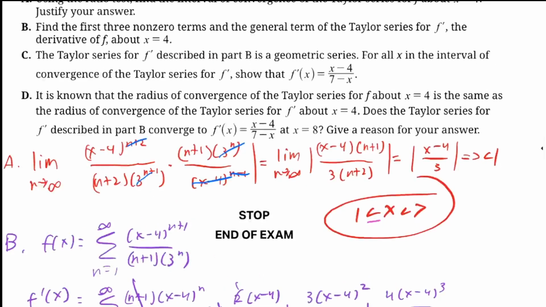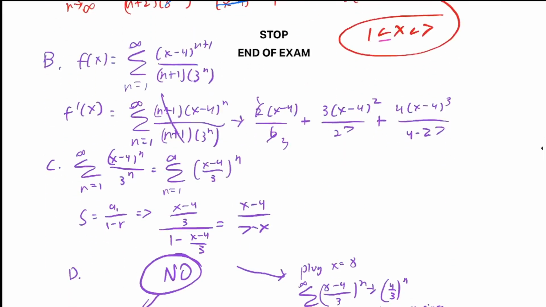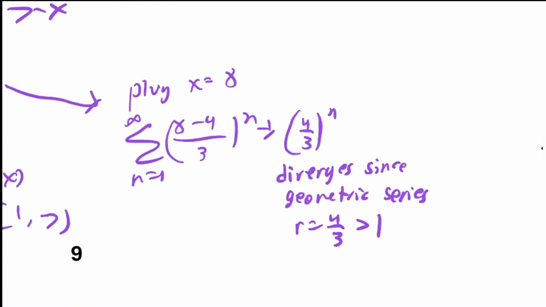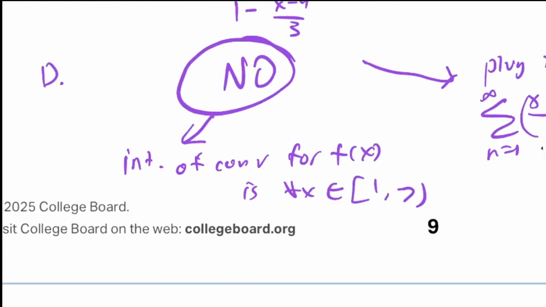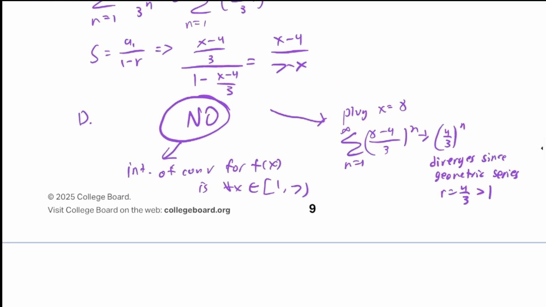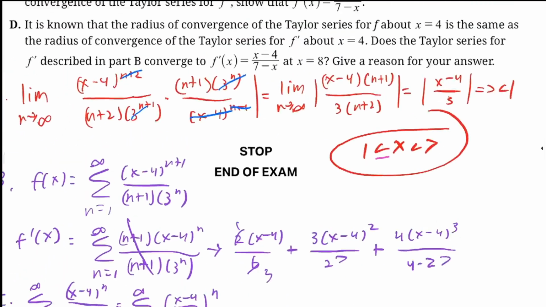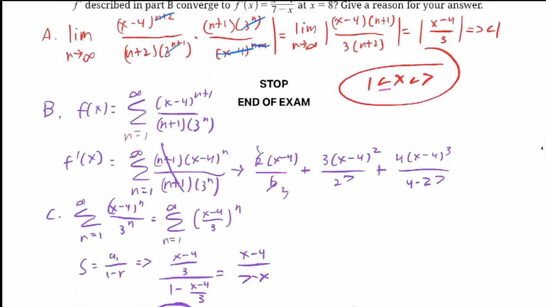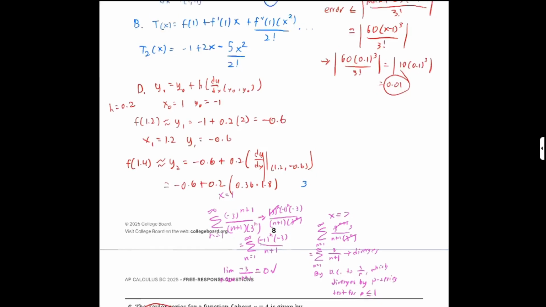And of course, give a reason for your answer. Just make sure you explain this really well, right? This one diverged as a geometric series, and x equals 8 is outside of the interval of convergence, okay? So there you have it, guys. That's all you need to really know for these two questions. Not horrible, guys, not horrible.